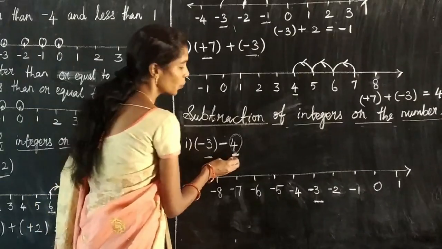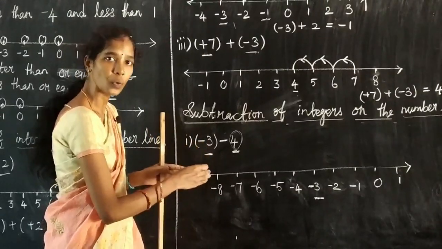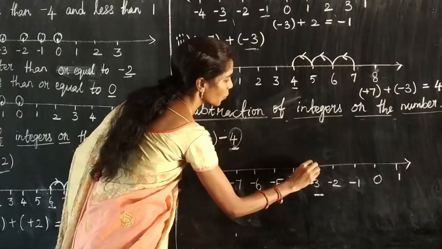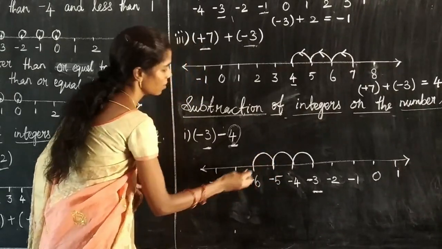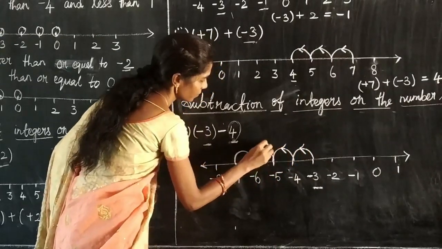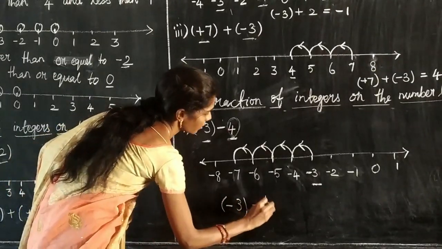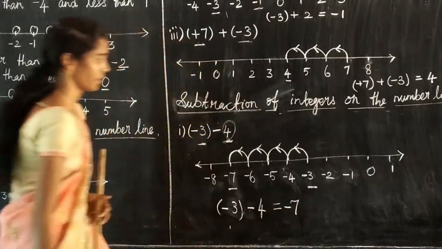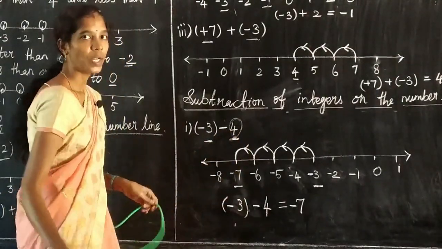Okay. So we start at minus 3. Then which side do we have to move? Left side. For subtraction, to subtract a positive integer, we have to move to the left side. And how many units do we have to move? 4 units. So we start from here. We have to move to the left side. 1, 2, 3, 4. Okay. So minus 3 minus 4 equals which number? Minus 7. Okay. So to subtract a positive integer we have to move to the left side.